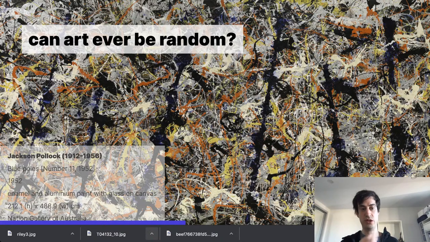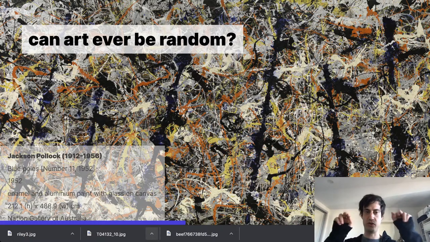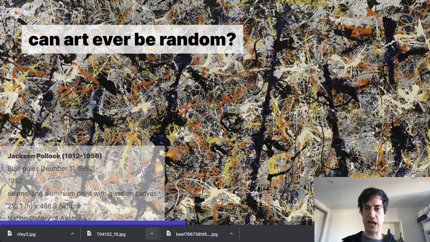Are there no rules? This is Blue Poles from 1952 by Jackson Pollock, which sits in the National Gallery of Australia. It was the first painting in the world, I believe, ever purchased for more than $1 million. And our Prime Minister Gough Whitlam was in a lot of trouble in the media for having wasted money on this thing that looked like just a random splatter of paint. So we're going to look at randomness next week. We're going to look at random chance.